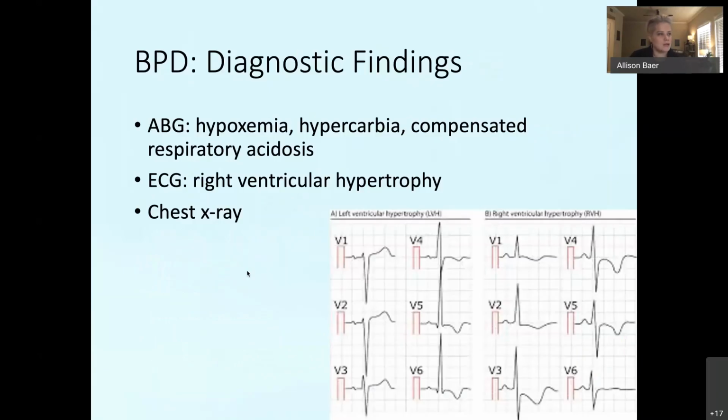So some diagnostic findings, again, on your ABG, this is where you're going to see hypoxemia and hypercarbia, but it's going to be compensated. So it's gone on long enough that they have that renal compensation. They've been retaining bicarb to kind of make up for that. So their pH may or may not be acidotic. It might be a little towards the acidotic end, towards the 7.35, but you might not actually see an acidosis. You might just see the increased CO2.